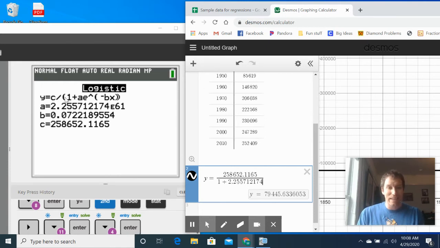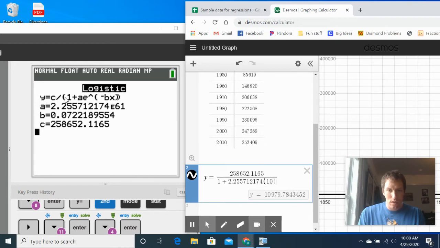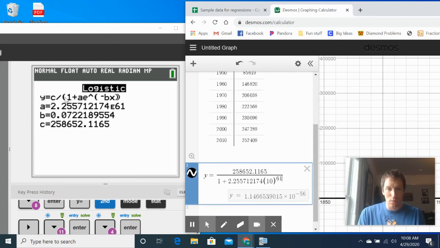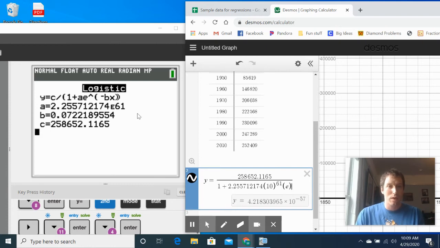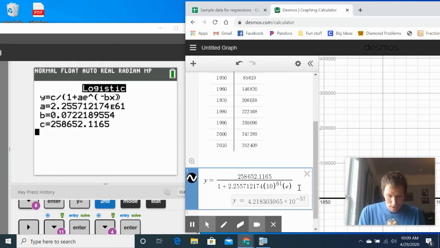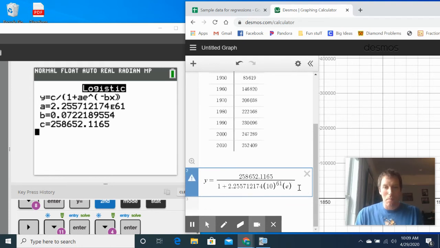2.255712174 E61. That's times 10 to the power 61. That times 10 to 61, A times E. Now that E is the irrational number E, 2.718281828. Desmos knows that. I can just put E. To the power. By the way, to do the power, I'm doing shift the number 6 to bring up that little caret, which puts me up in the exponent.